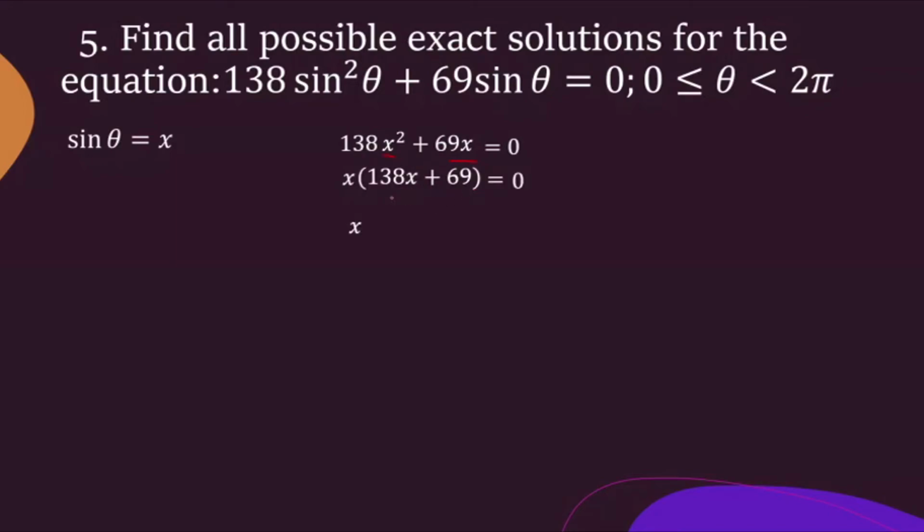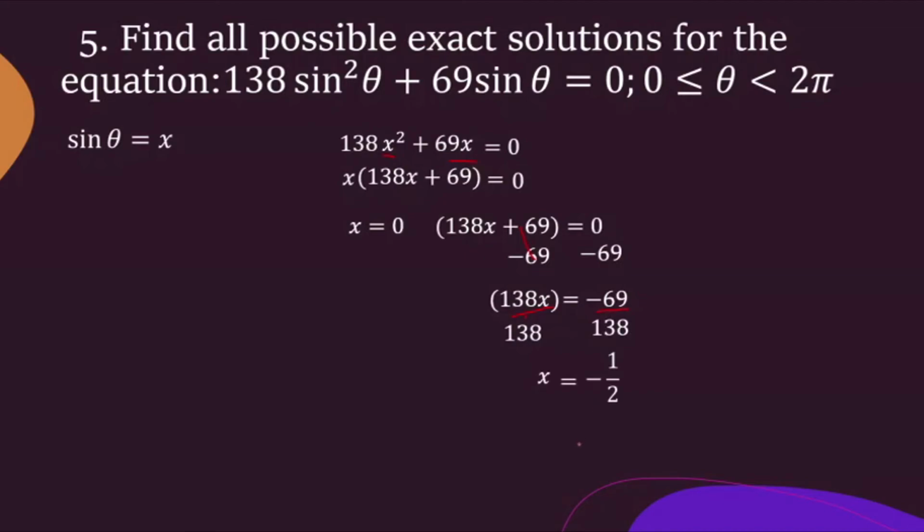Again, you can set each factor equal to 0. And then when you solve them, let's move the 69 over here. So then we have 138x equals negative 69. You divide by 138, and then again, you divide by 138, x equals negative 1/2. And then you substitute sine theta for x. So x equals 0 gives sine theta equals 0, and then here, sine theta equals negative 1/2.